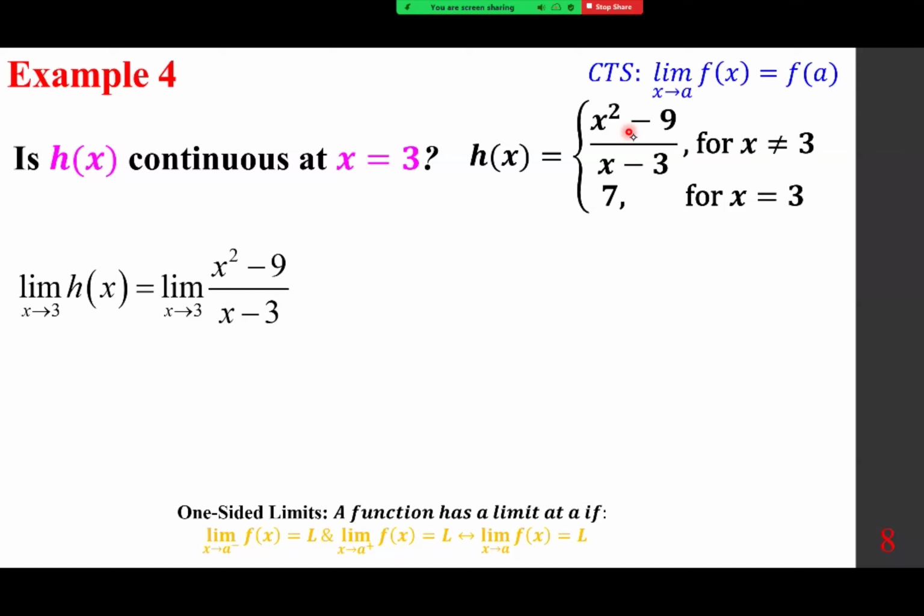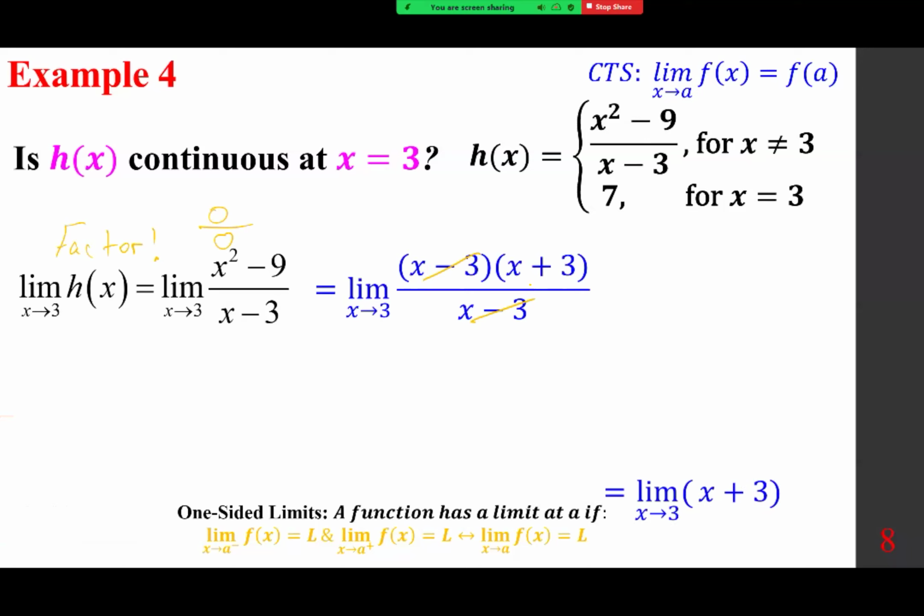And I hope you recognize that if you plug in, you get 0/0, and the technique is factoring. The numerator is (x minus 3)(x plus 3). These two cancel each other. So we get the limit of x plus 3 as x approaches 3, and when we plug in, we get 6. So we have the limit.